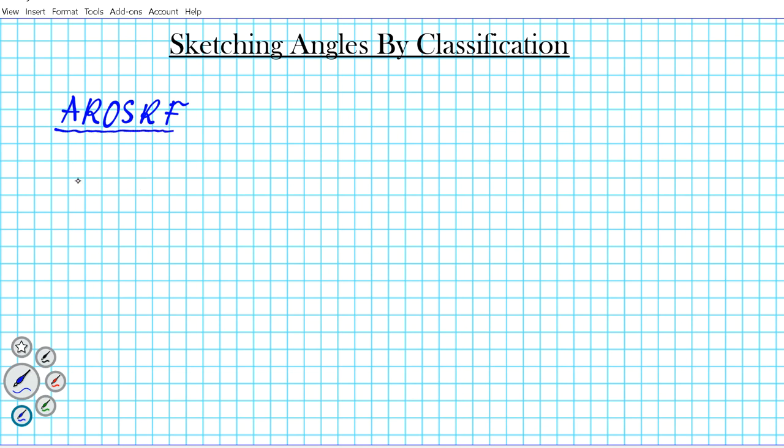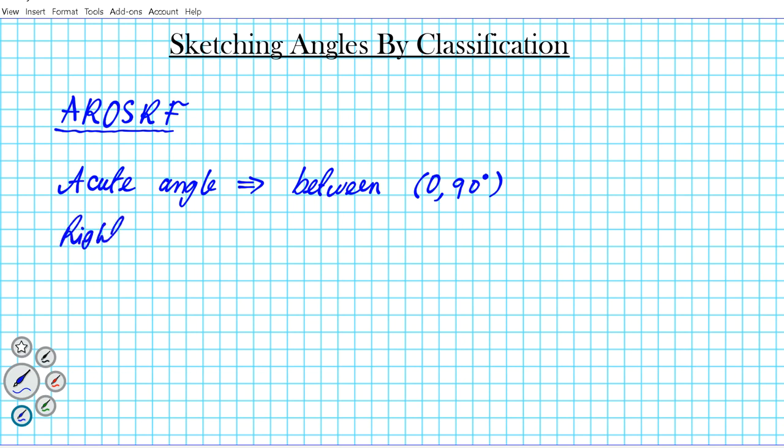0 to 360. A stands for acute angle. Okay, so what is an acute angle? An acute angle is basically an angle that's anywhere between 0 and 90 degrees. It resides in quadrant 1 of an angle in standard position. R stands for right angle, and right angle basically represents angles that are equal to 90 degrees. So if you're in the positive y-axis of an angle in standard position, you will have a right angle.